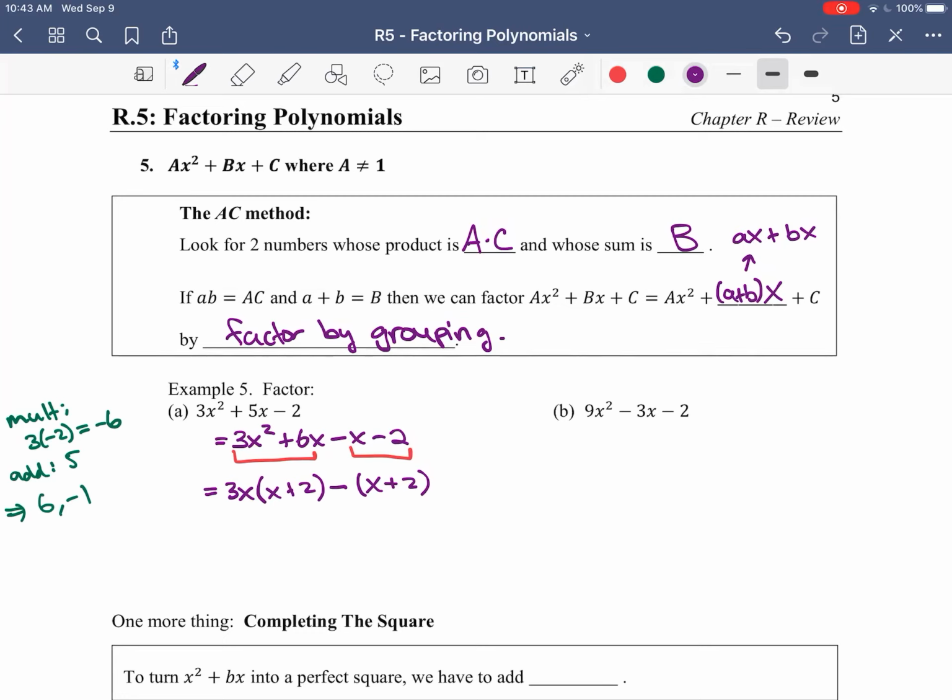Now I can factor out the x plus 2. So x plus 2 comes out. From the first term, I have 3x left over, and from the second term, I have the minus 1. So there's my factored form.